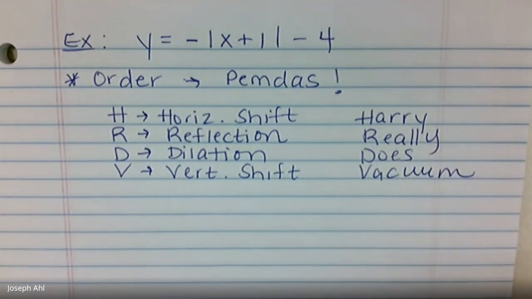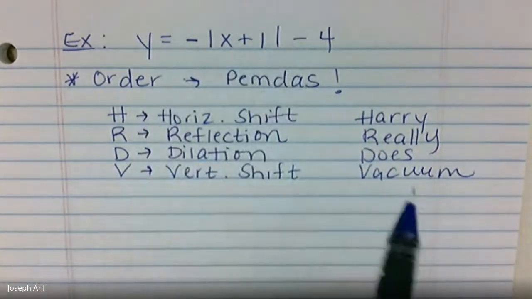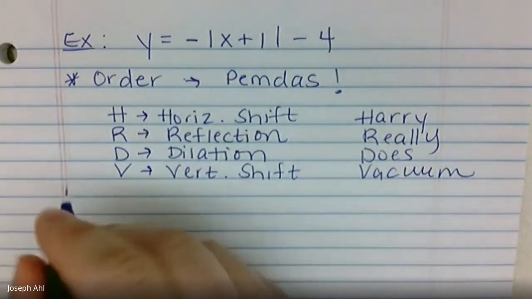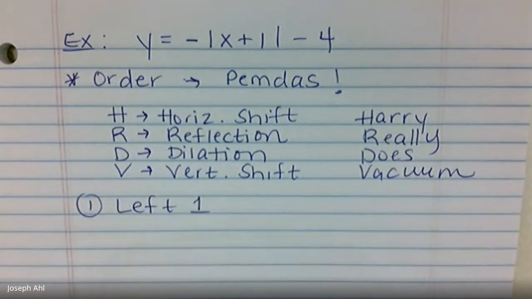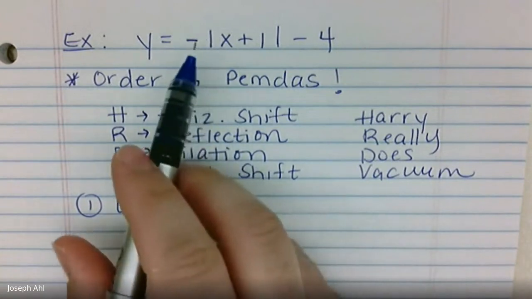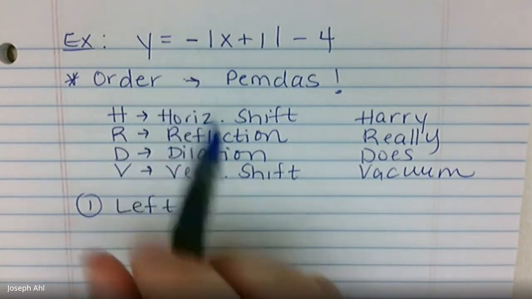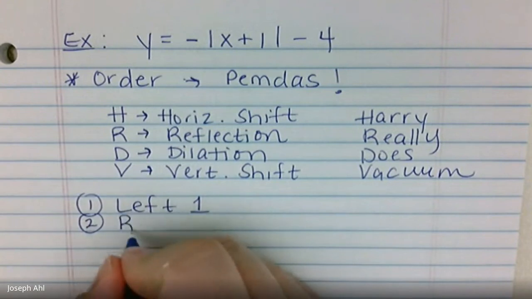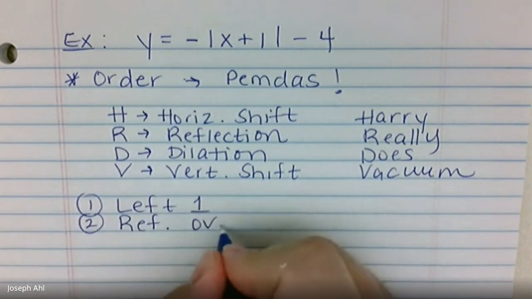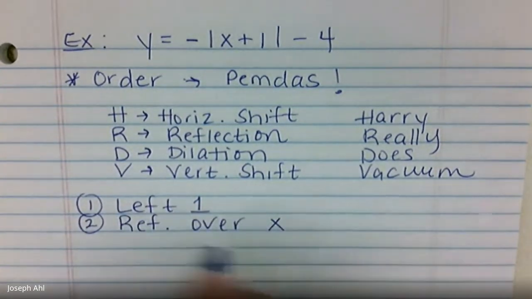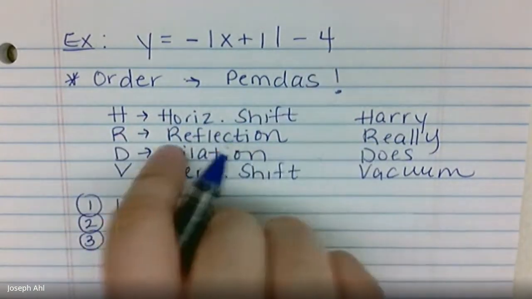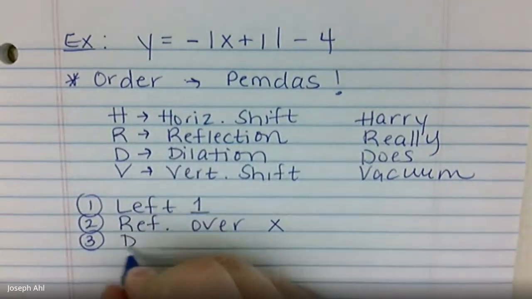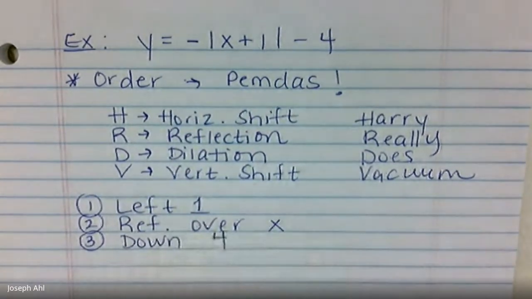All right, so now that I have that list, let's see if we can apply it to this given equation. So is there a horizontal shift? Sure is. Step 1, we're going to have to move everything to the left 1 unit. Is there a reflection? Whenever there's a negative, there is. When the negative's on the outside, you're negating the y's, which means reflect over the x-axis. And then finally, the outside is the vertical shifts. We're going to skip dilations for the time being. That will move everything down 4.